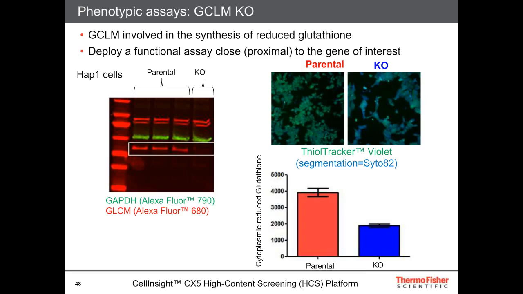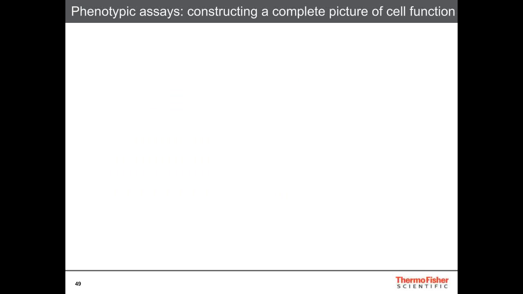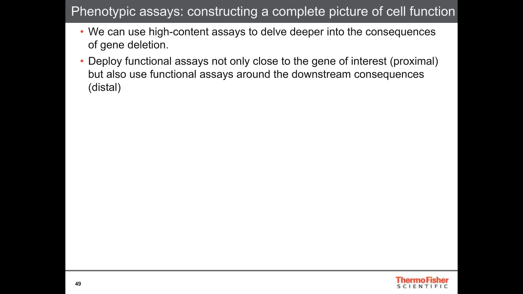These are very important to do when you're knocking out a gene, to make sure that your cells are displaying the right phenotype. But we can take it a step further. We can actually use cell-based assays and functional assays to construct a complete picture of cellular function, to look at the consequences of CRISPR-Cas9 editing. We can combine assays close to the gene as well as far away, so both proximal and distal assays.